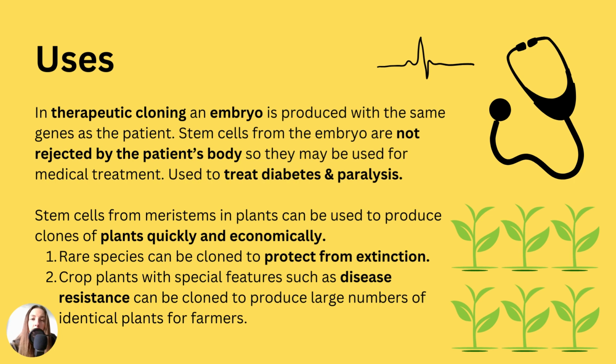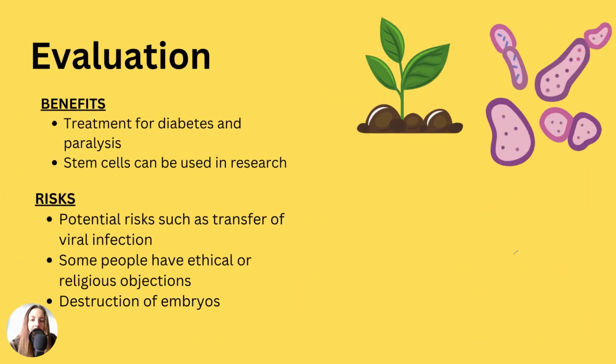Also, stem cells from meristems in plants can be used to produce clones, and this is really helpful in the agricultural industry because we can actually grow plants much more quickly, and this actually can increase profits. We can also protect rare species of plants from extinction, and we can also copy or clone plants that are resistant to certain diseases after genetic modification. So it's a really helpful tool, the idea of using stem cells in both medical and agricultural industry.